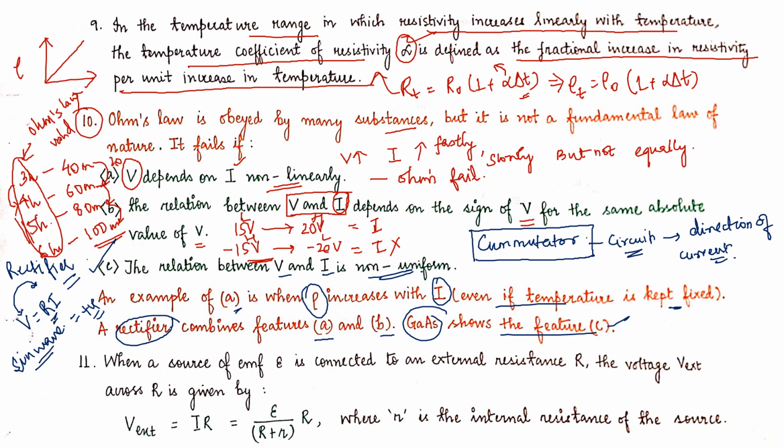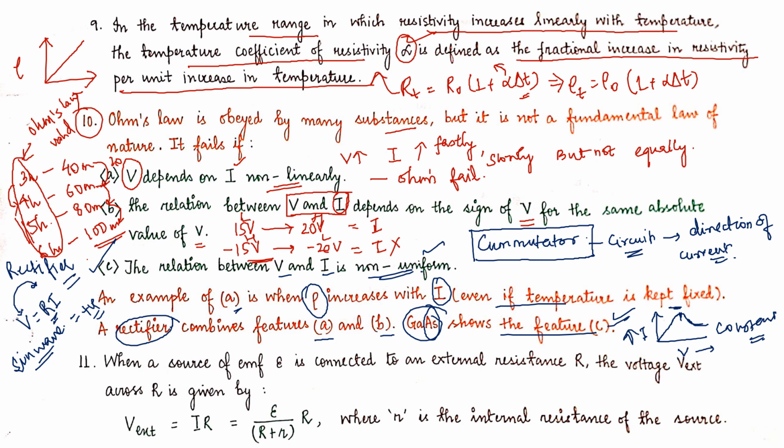What is A? A says that V and I depend on each other non-linearly. Second, I depends upon the sign of voltage. Now GaAs is gallium doped with As. It shows the feature of C, that is, the relation of V and I is non-uniform. If a little voltage is increased, you will see that current increases very much. A point will come till where, if you are increasing the voltage, current will increase. Then slowly, if you keep increasing the voltage, the current will start reducing and then it will stay constant at the end. So that is feature number C.